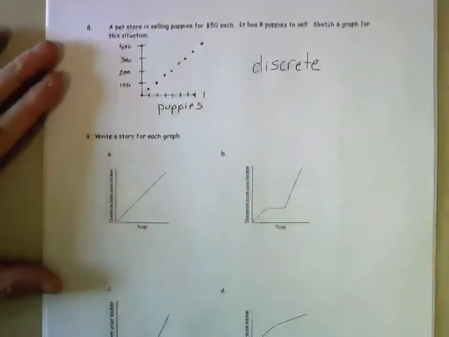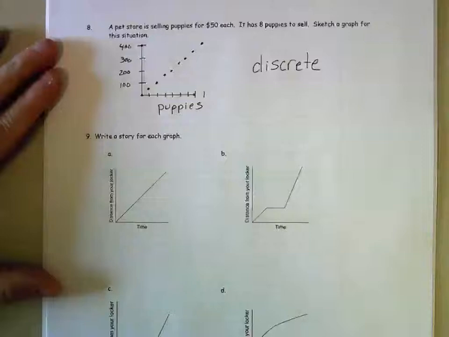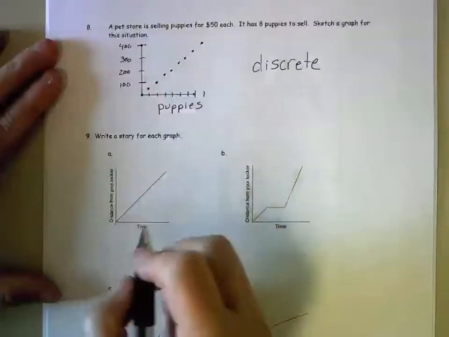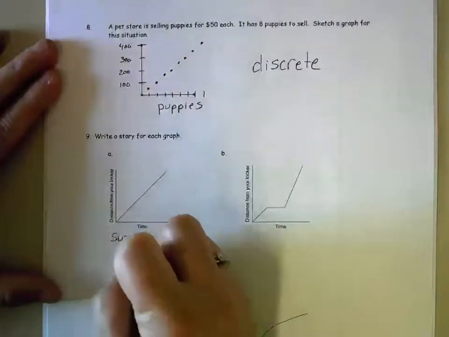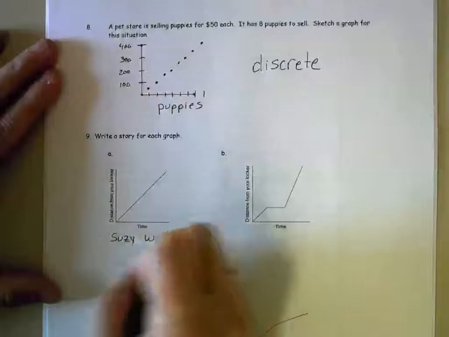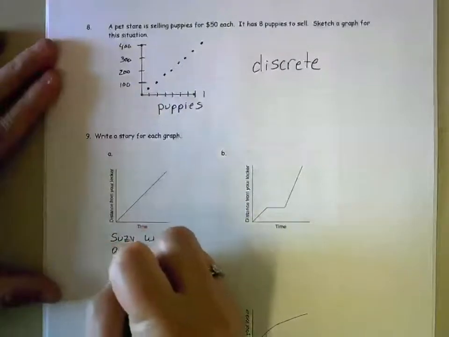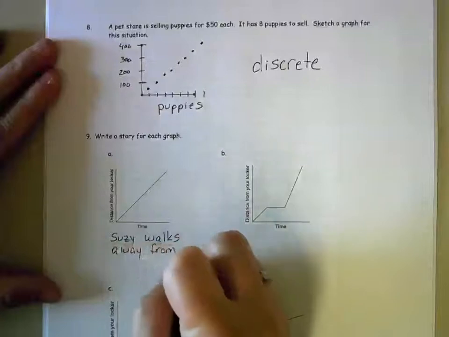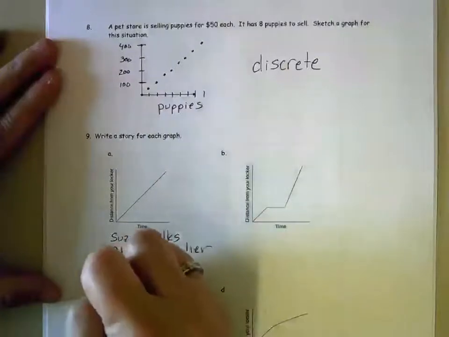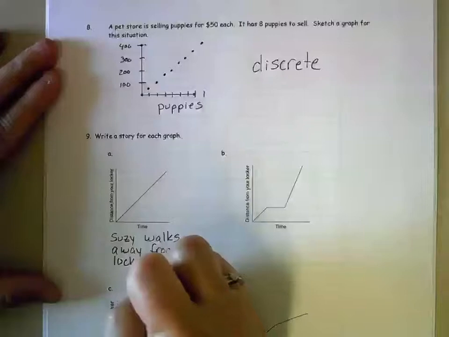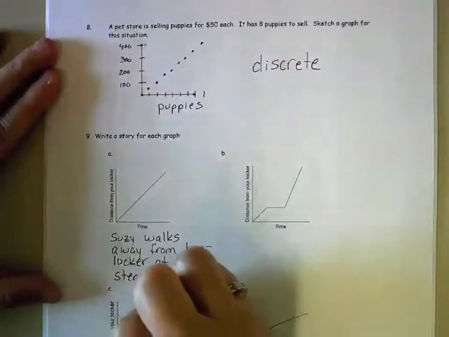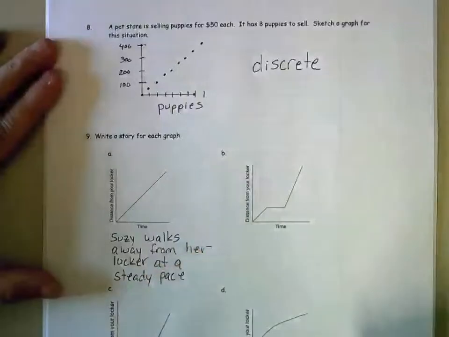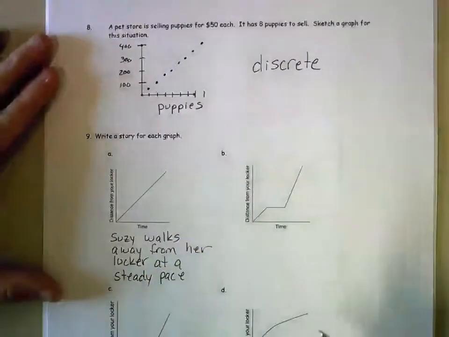Number 9, we need to write a story for each of these. Time versus the distance from your locker. And you'll notice it's steady here. So I would just say something like, Susie walks away from her locker at a steady pace. So no changes, just a steady pace.